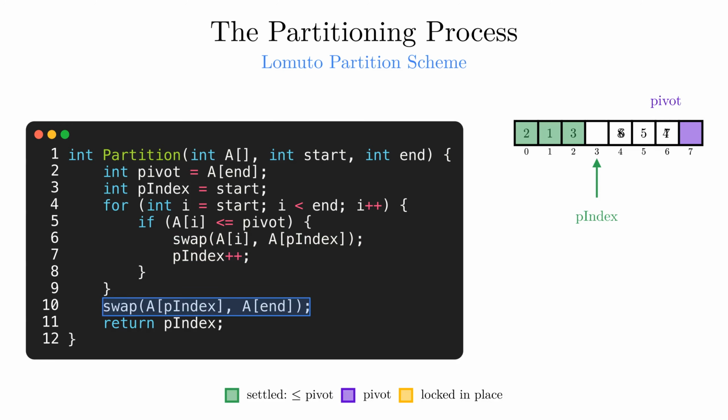The loop finishes. We perform one final swap outside the loop, that is, we swap the element at p_index with the pivot. The pivot is now locked. Partition returns index 3 to the caller. Notice what partition does not do. It does not sort the left side, nor the right side. It merely builds a wall.